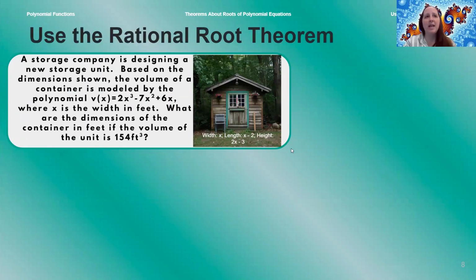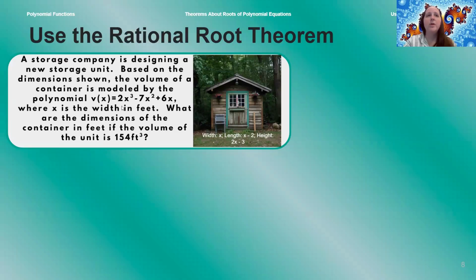The volume of the container is modeled by the polynomial V of x equals 2x cubed minus 7x squared plus 6x, where x is the width in feet. What are the dimensions of the container in feet if the volume of the unit is 154 feet cubed?